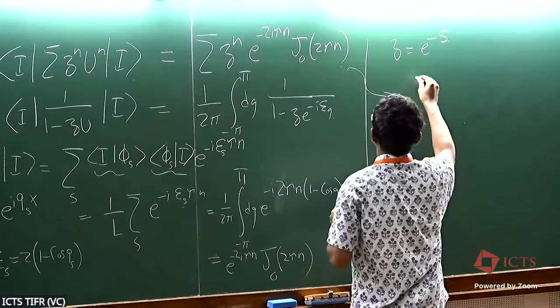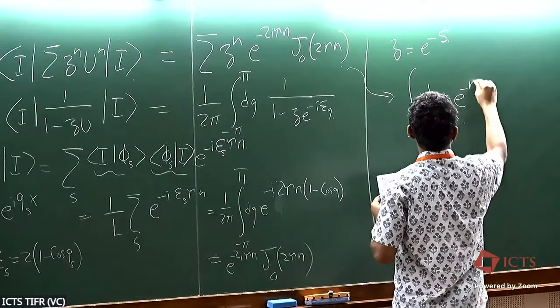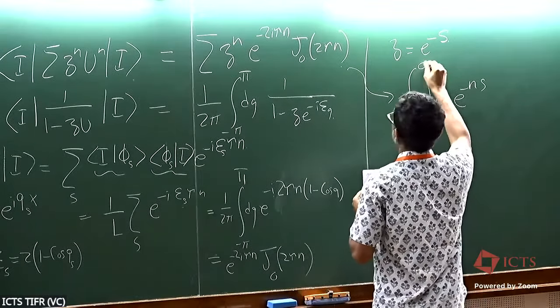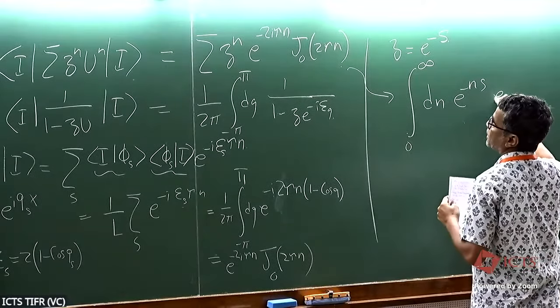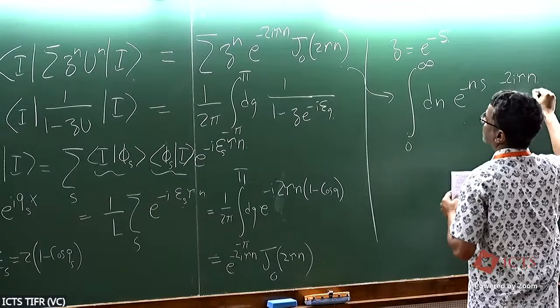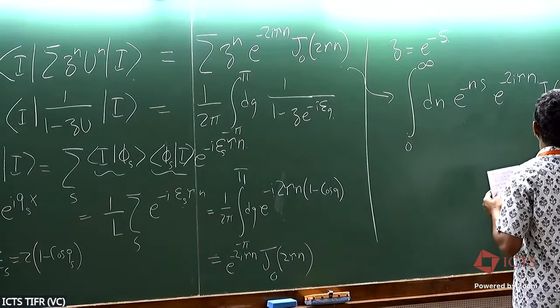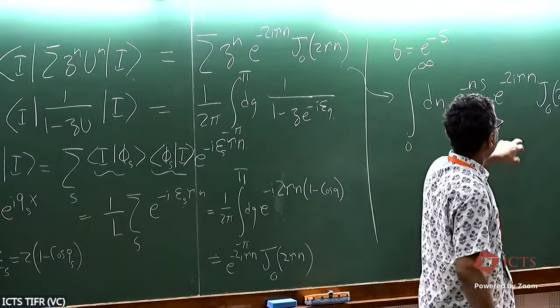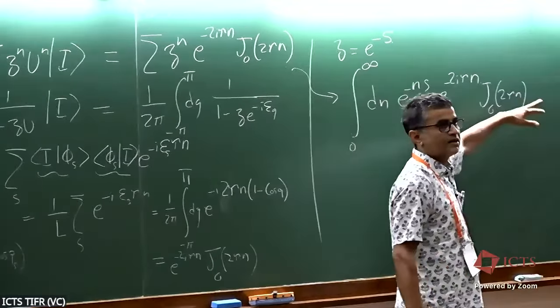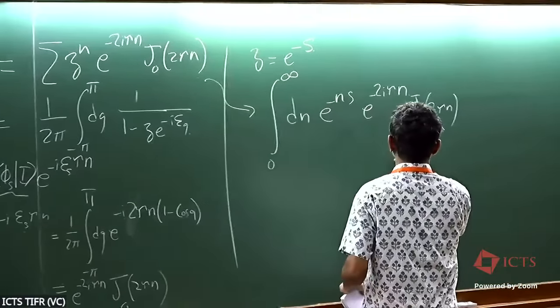So roughly this is the integral from some value to infinity over n of the term e to the power minus ns. Then what we'll do is for large n, the Bessel function has some asymptotic form.